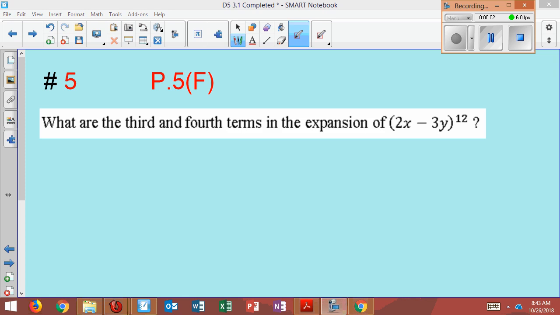Number 5, what are the third and fourth terms of the expansion of 2x minus 3y to the 12th power? Okay, so this again is another binomial theorem because there are two terms. So that makes a binomial theorem. This we refer to as our a, this is our b, and this here is our n. The power is n. Now, where am I getting this from?